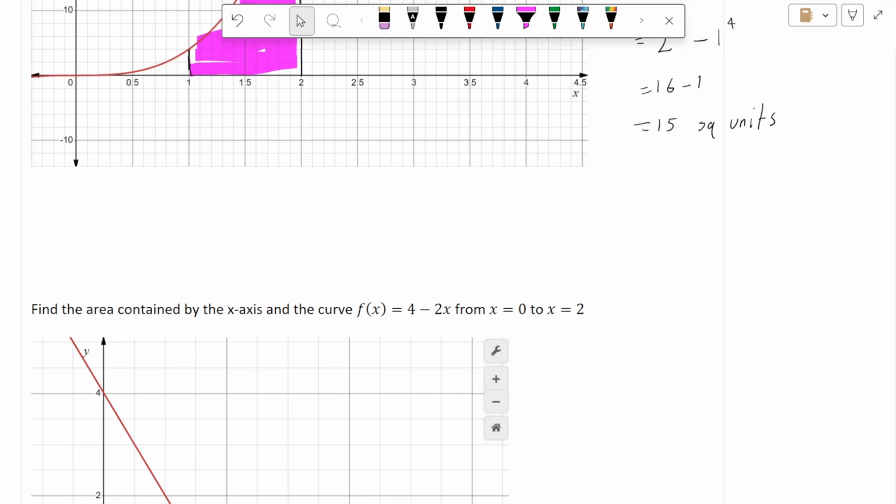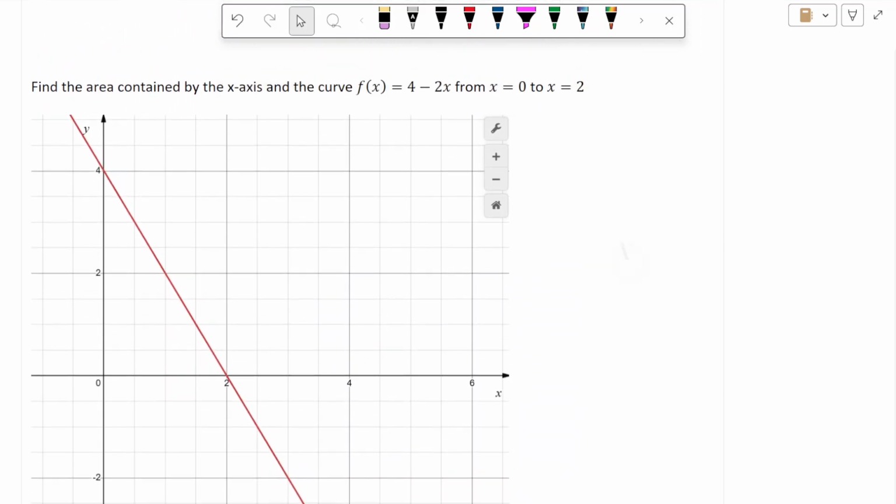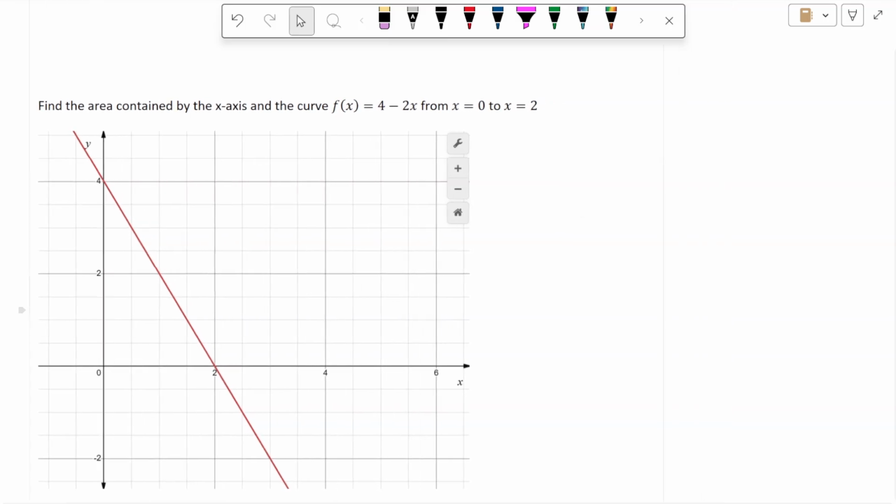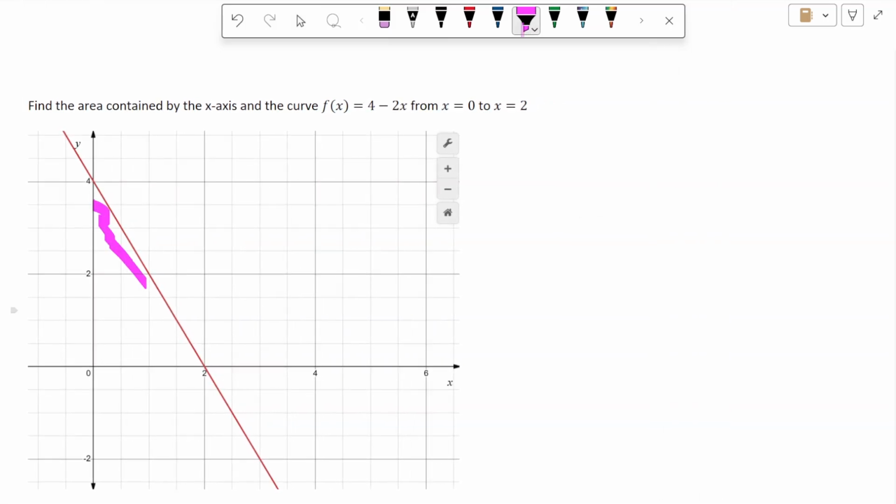Good stuff. All right, find the area contained by this one, 4 take 2x from 0 to 2. Let's shade that area in. It's this lovely triangle shape. We probably don't need integral calculus to calculate this area, but let's give it a go. Area is the integral of the function from 0 to 2.